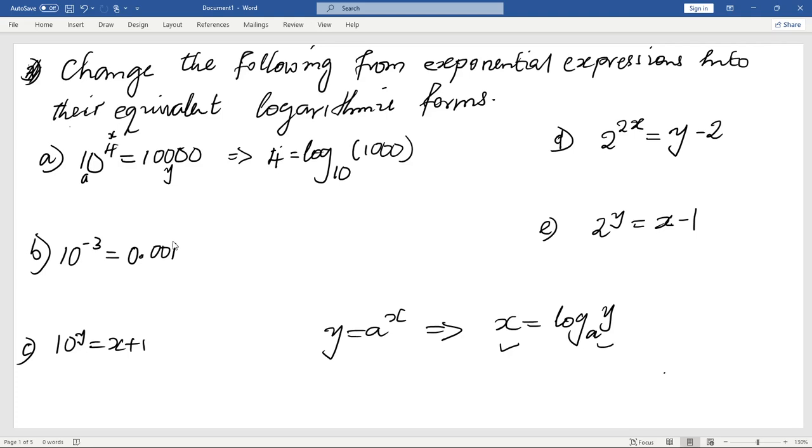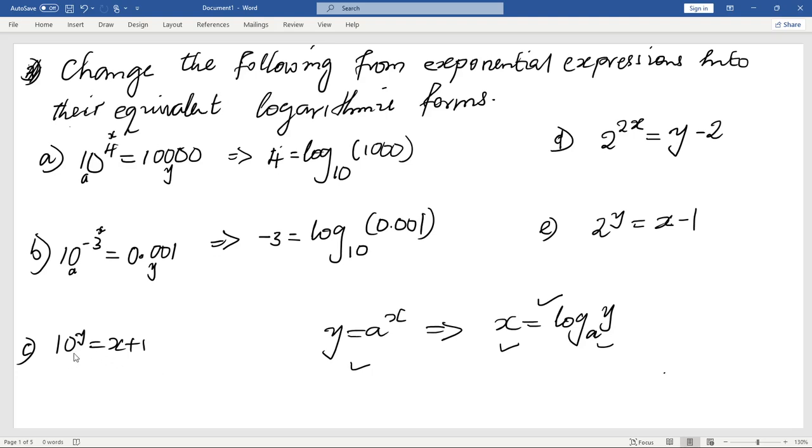Okay, so we do the same thing with the second one. Of course, when you look at this, your negative 3 is your x, the 10 here is a, and 0.001 is y. Meaning that if we change from its exponential form to the log form, this is simply going to be negative 3 is equal to log 0.001 to the base 10, like this.